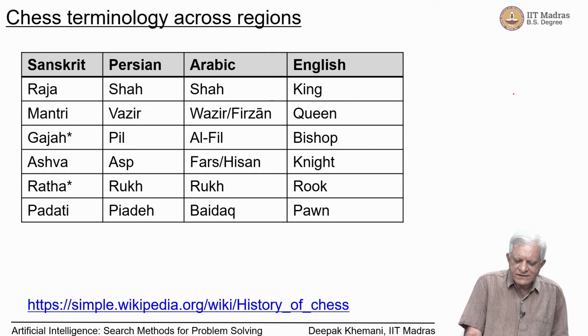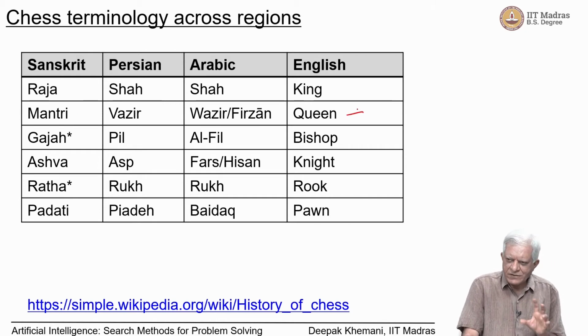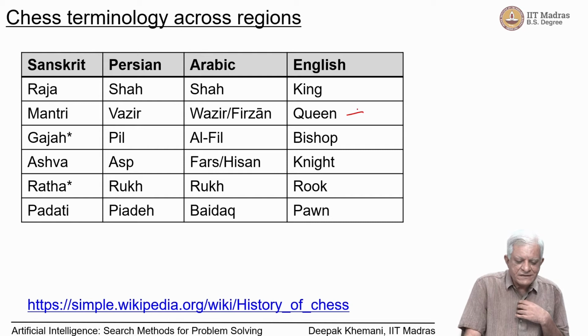Some terminology which has been around for chess. On the left column you have Sanskrit, then Persian, then Arabic and then English. You can see the top row. In Sanskrit the king is called Raja, in Persian it is called Shah, in Arabic also it is called Shah, and in English we say the king. In the second row, in the Indian context, we used to use the term mantri, which stands for minister and which is wazir in Persian, but in the European version it became the queen, and in fact the queen is the most powerful piece in chess in terms of mobility and things like that.